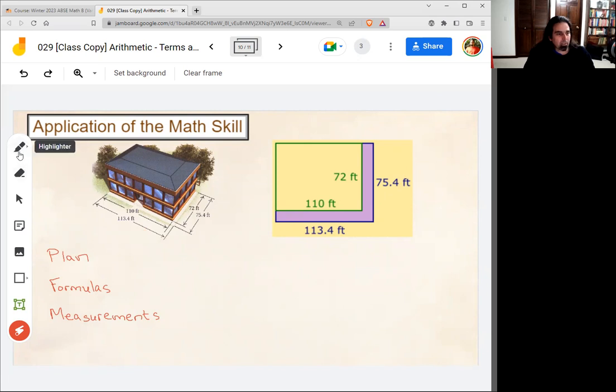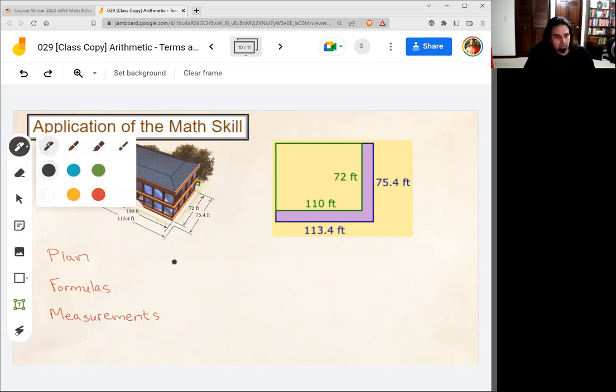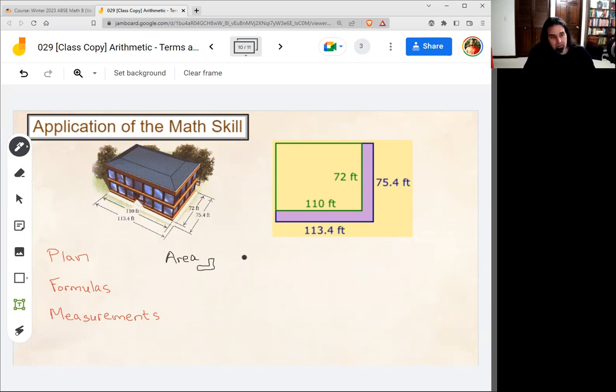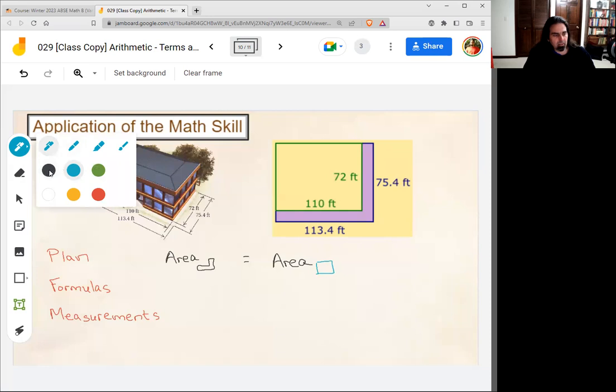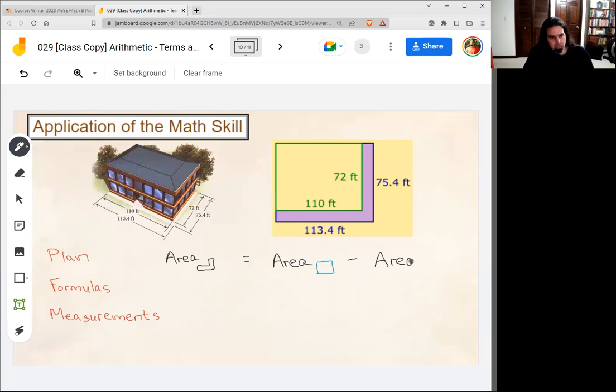So I'm going to say that my plan is the area of the L shape is the area of the big blue. I don't have purple. Minus the area of the smaller green. Happy so far?